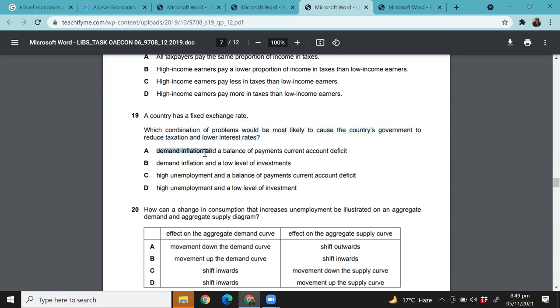Demand inflation. Would demand inflation decrease or increase? Just answer this question. Would demand inflation, Ilsa, decrease or increase when the government reduces taxation and lowers interest rates? Will demand inflation of the country decrease or increase? Just answer that. No, no, no. Students, think about this.